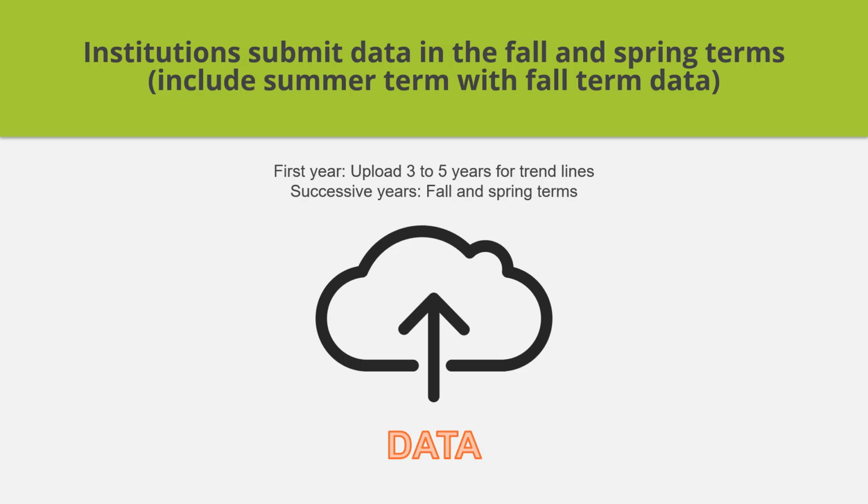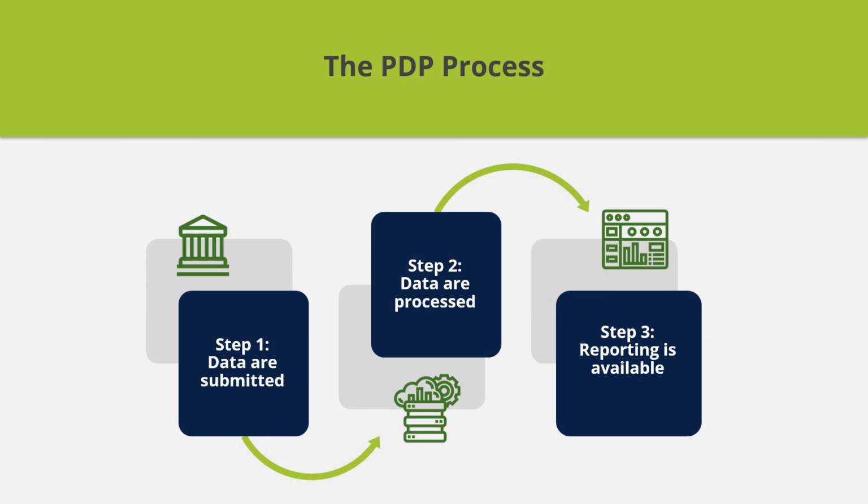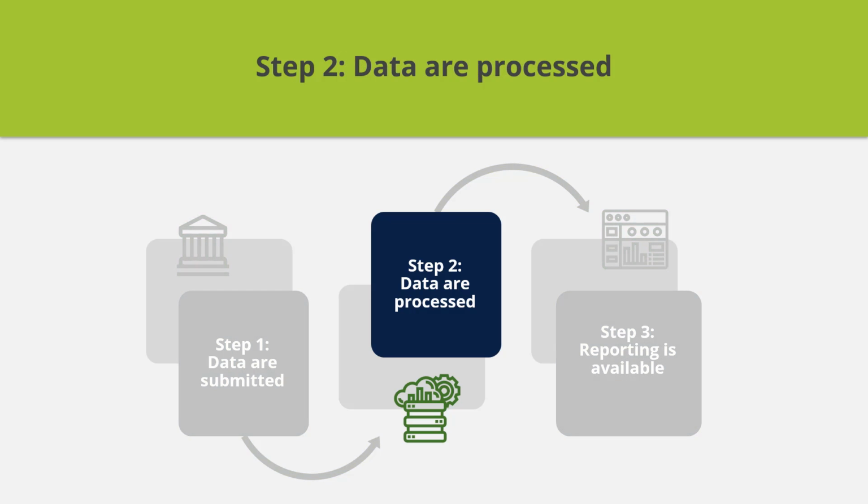establish trend lines. After that, your institution will submit data twice in an academic year, once in fall and once in spring. The fall submission reports data from spring and summer, while the spring submission reports data from the fall. If you would like more information on the data submission process, please visit the PDP page on the National Student Clearinghouse website.